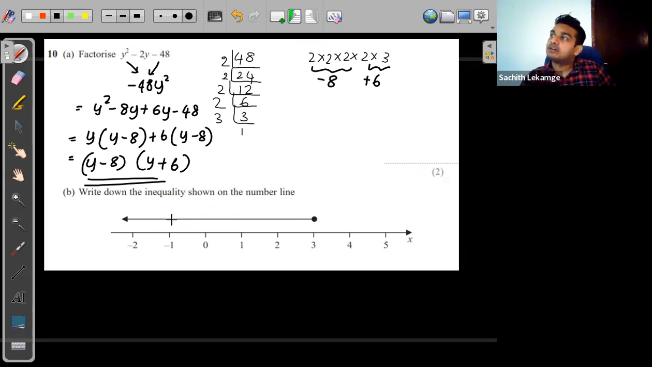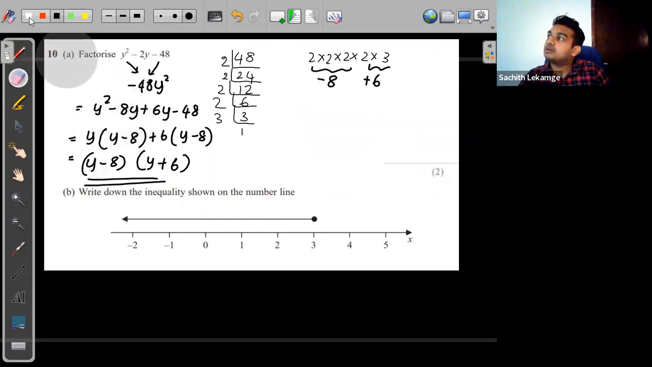Okay, write down. Is that clear to all of you? Any questions? Wrong. Why? +8 − 6 is giving +2y, but you need -2y. Always check the sign of the middle term.